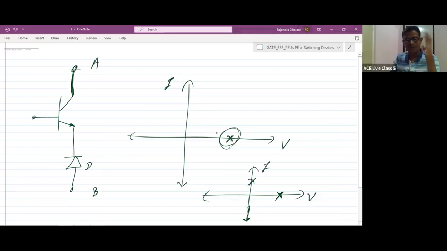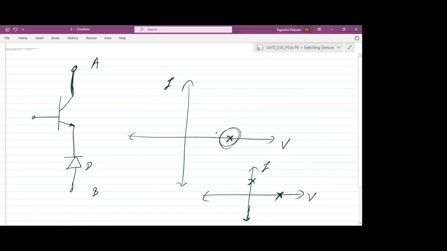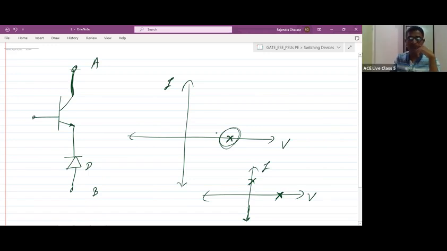Why is the BJT not blocking the reverse voltage? You will understand that while discussing the BJT. Particularly for power applications, at high voltages, our BJT will not block the reverse voltage. That is the thing.